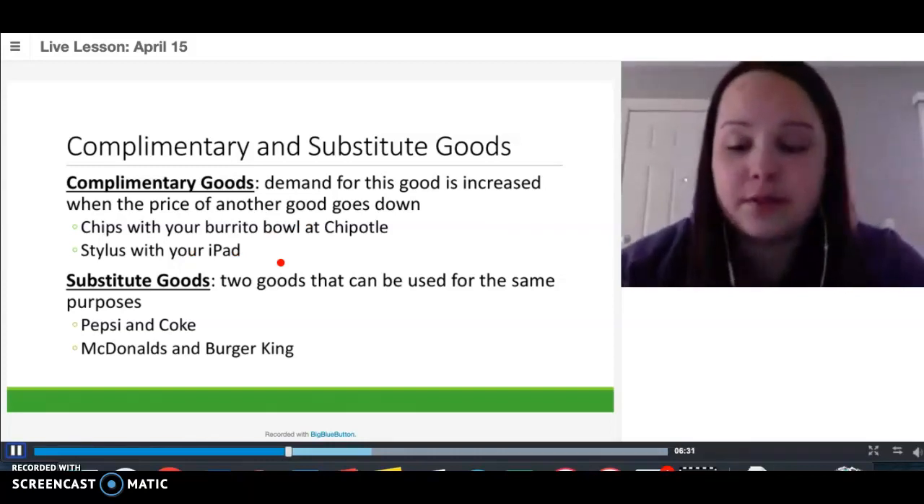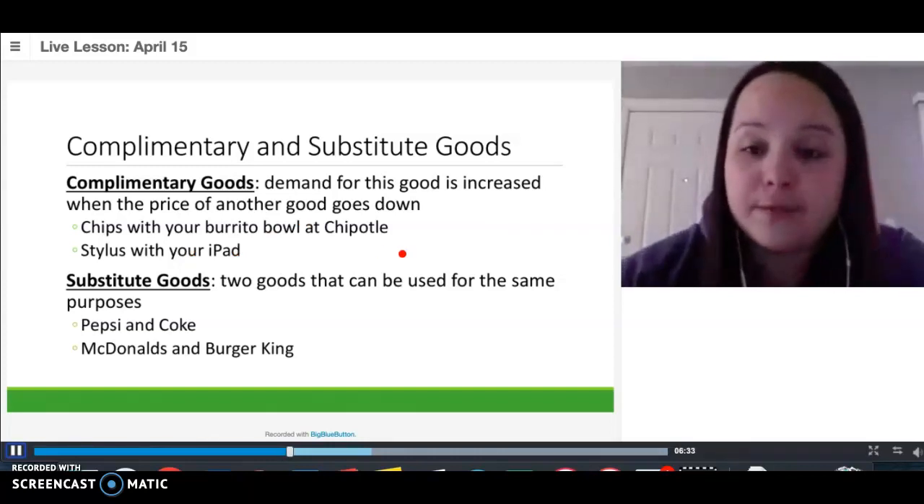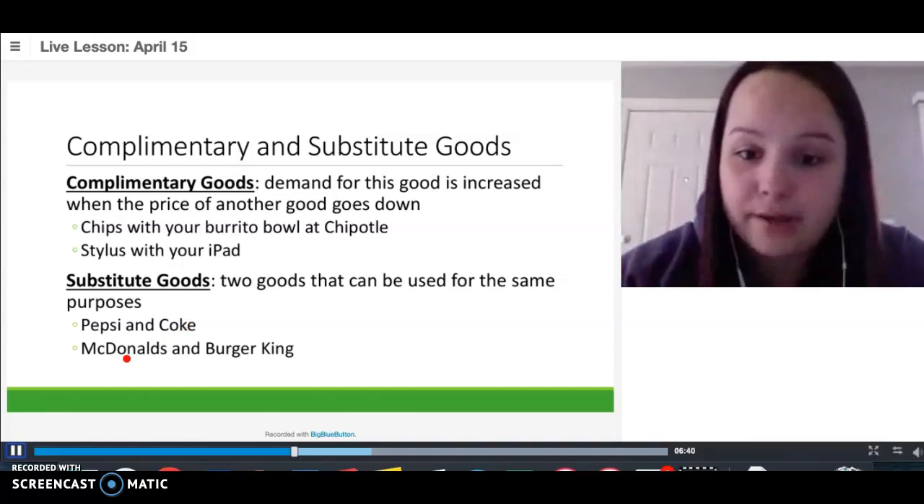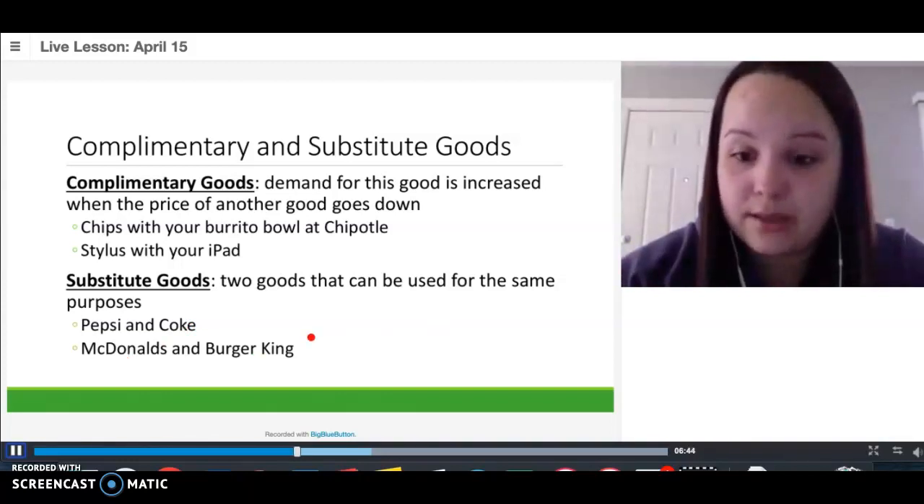So substitute goods are 2 goods that can be used for the same purposes. For example, Pepsi and Coke. They're both pops, however, they're just different brands. Same with McDonald's and Burger King. They are both fast food restaurants, just different companies own them.